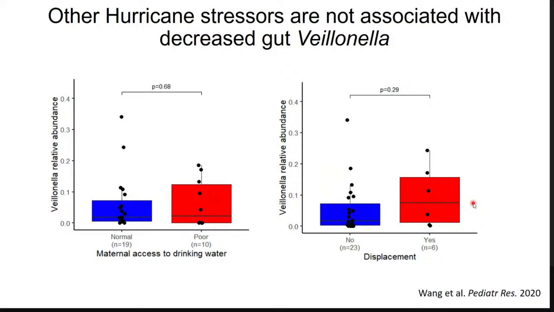Then we thought, because prenatal food insecurity is a top stressor, whether the difference in Veillonella is caused by the stress of the mother, not because of the food. So we used two other stressors here: one is maternal access to drinking water, and the other is displacement. If we divide the mothers into two groups using their status of drinking water access or displacement after Hurricane Maria, as you can see here, we didn't see any difference in Veillonella in infants, which means that stress alone may not be the reason for the Veillonella reduction. The food, the nutrition, must play a role here, either combined with stress or just food alone having this effect.